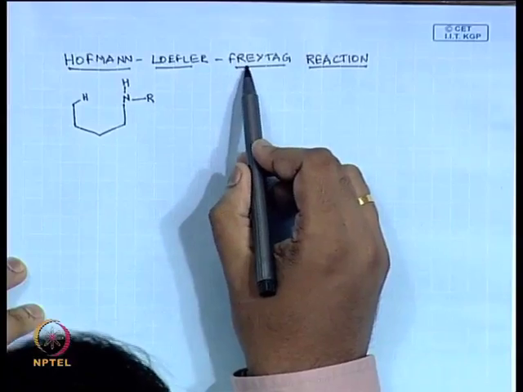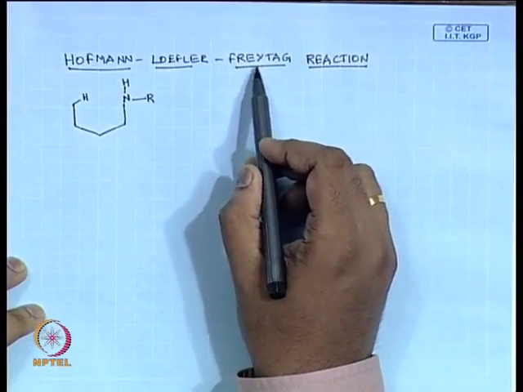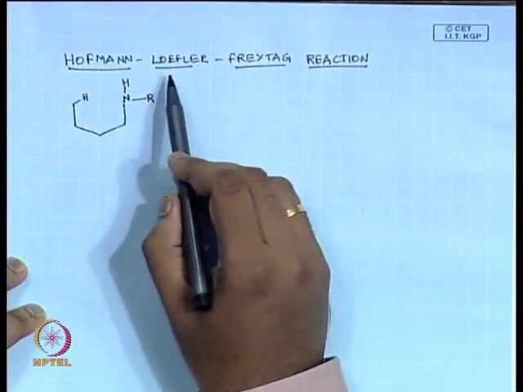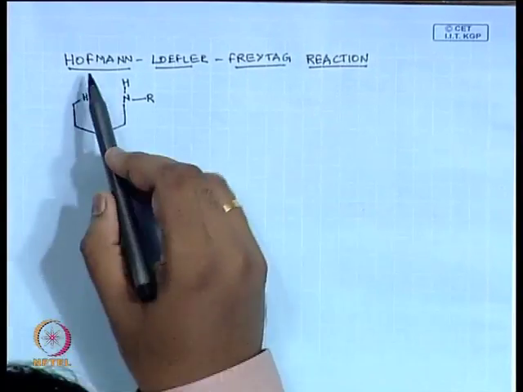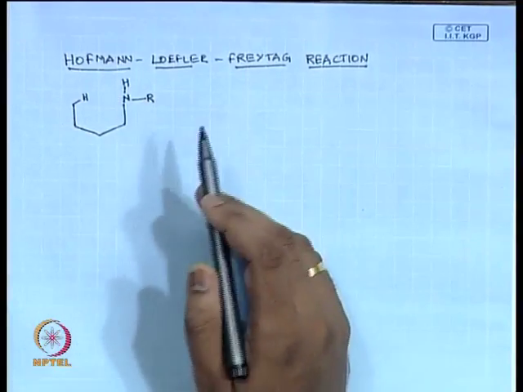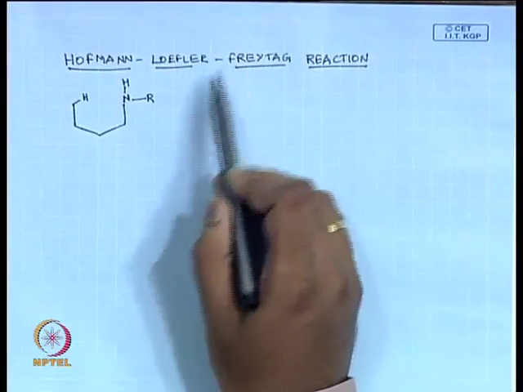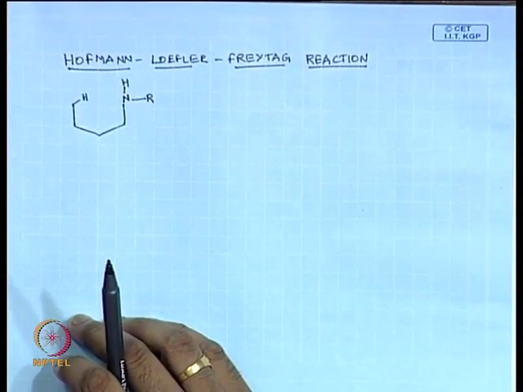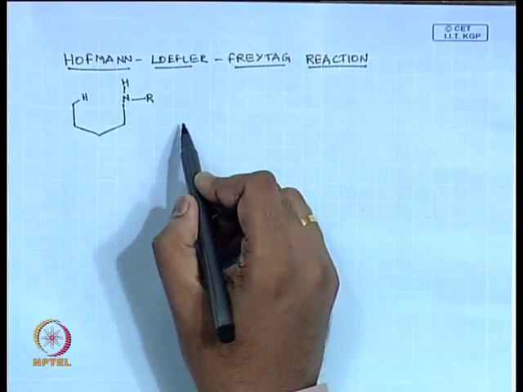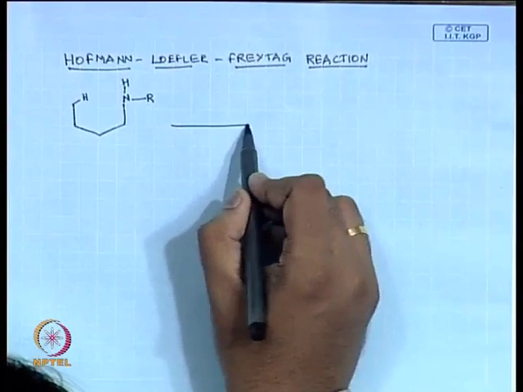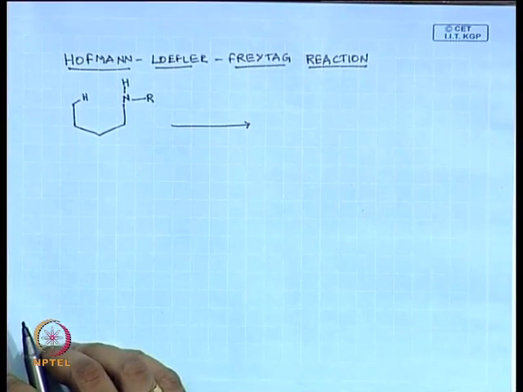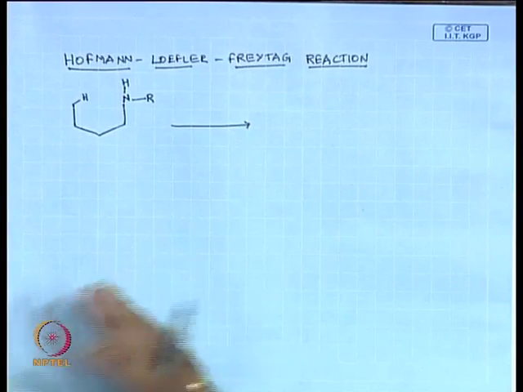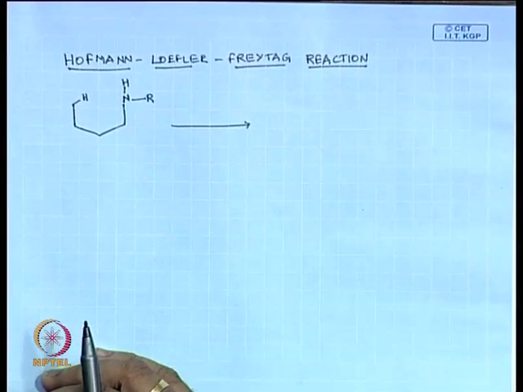This doesn't need to be done in photolysis. Freytag, Hoffmann-Löffler reaction. Normally people call it the Hoffmann reaction, okay, because you have not seen this part, but I just want you to know that all the authors should be there. This reaction normally people do in the synthetic lab also. It goes very nicely.